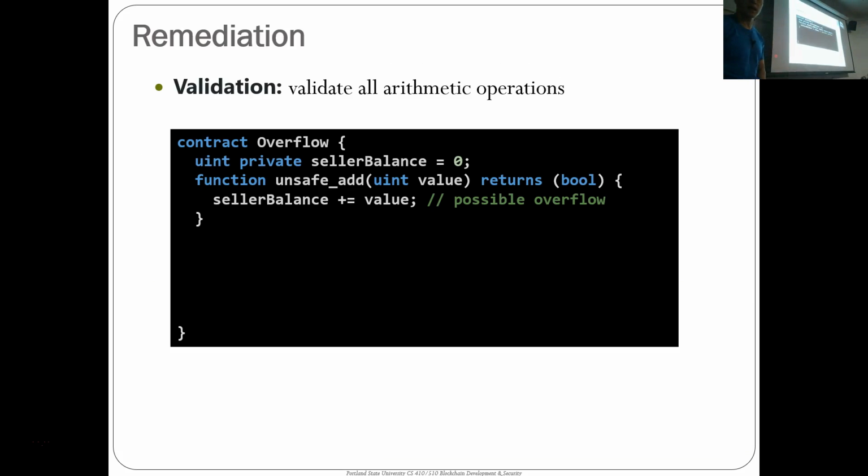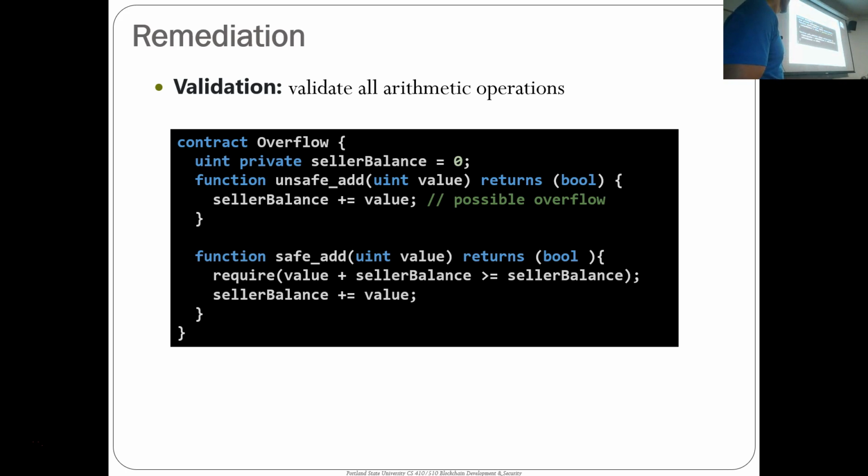So remediation, validate all arithmetic operations is the solution to this. If you have something that looks like this, it is the unsafe add pattern. Seller balance is equal to seller balance plus the value. You have to make sure that that thing doesn't overflow. Every single arithmetic operation can't overflow. So you have this safe add, and with that amount of value, you would require that when you add the value to the seller balance, it better be greater than the original seller balance. If it's not, you have some kind of overflow going on. So then you only do that operation if that holds.